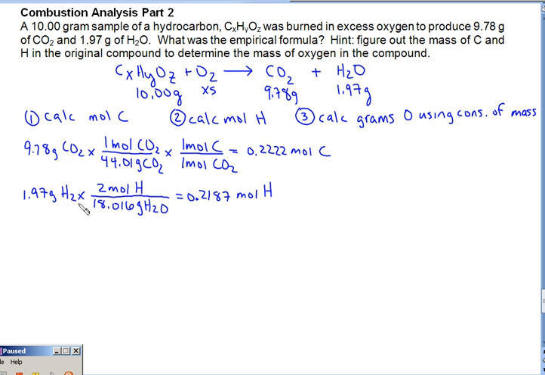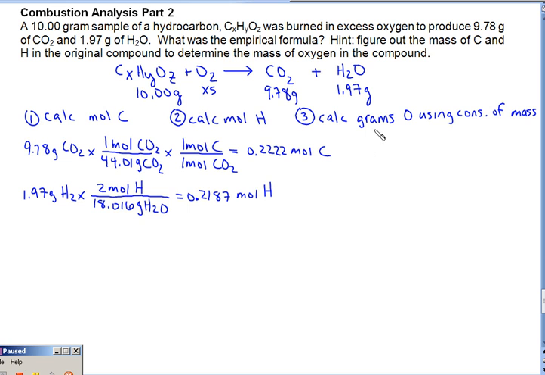I've done the same thing with hydrogen. Here, though, I've taken a new shortcut. I have 1.97 grams of water, and we have 18.016 grams of water in the denominator. This is a true statement. We do have 2 moles of hydrogen for every 18.016 grams of water, so a little quicker on working out the math here. So we end up with 0.2187 moles of hydrogen.